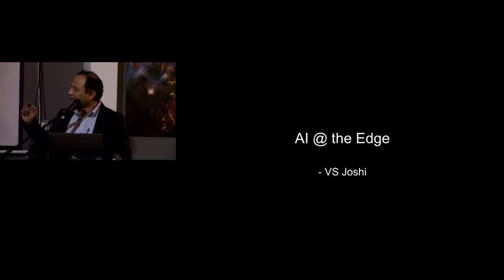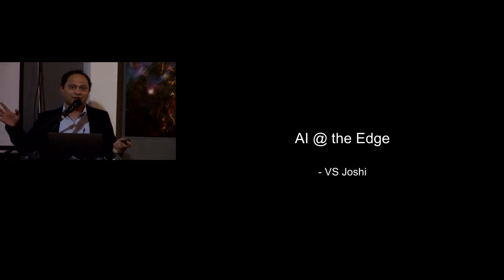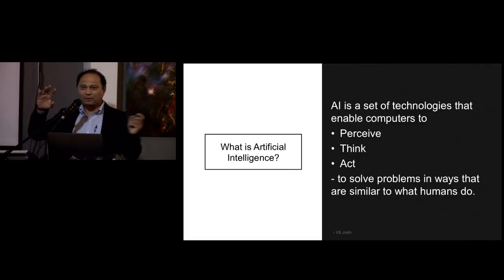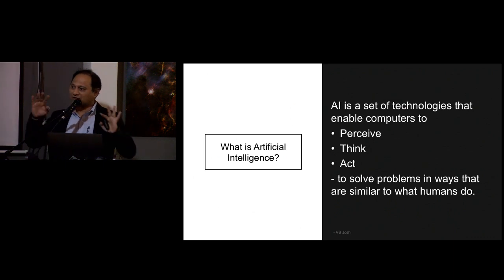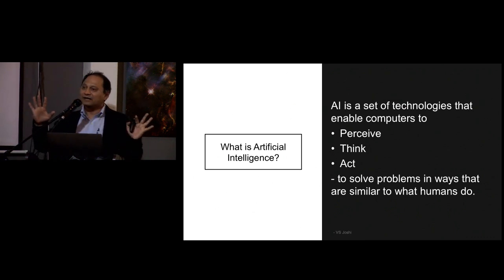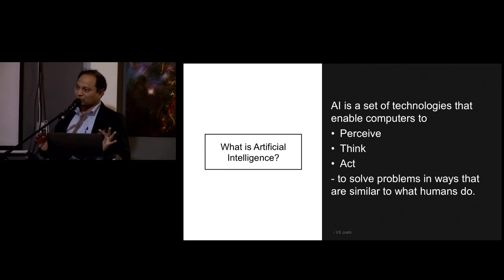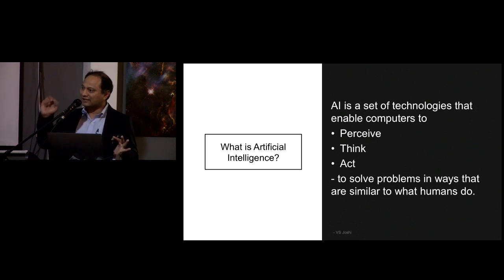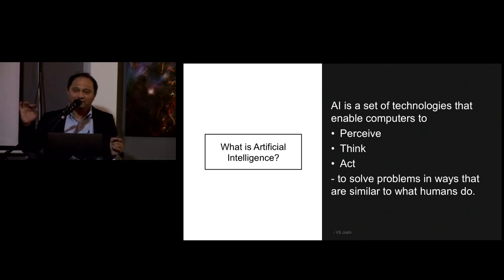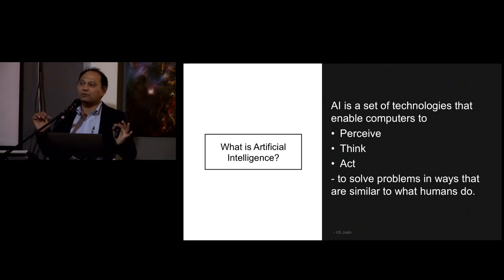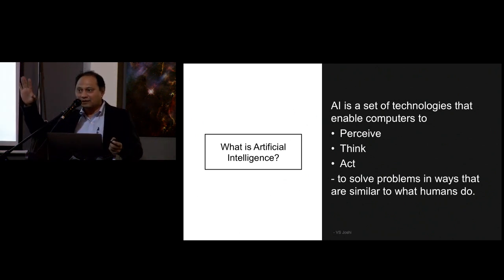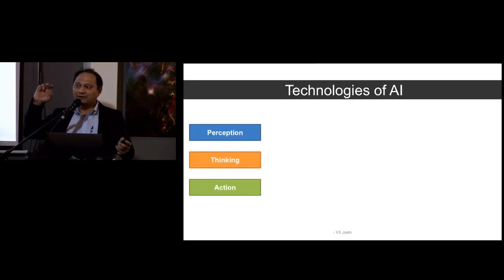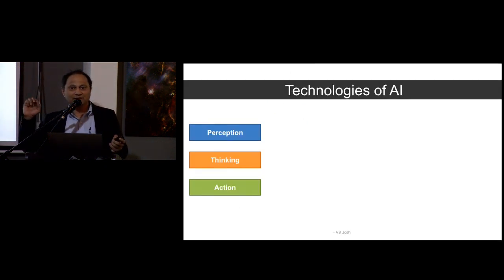So just what exactly is artificial intelligence? Again, for people who have been coming here for a long time, you can just go off to sleep for the next 3-4 minutes. Essentially, AI is a set of technologies that enable machines and computers to perceive, think, and act. Those are the 3 operative words: perceive, think, and act, and to solve problems just the way we human beings do.